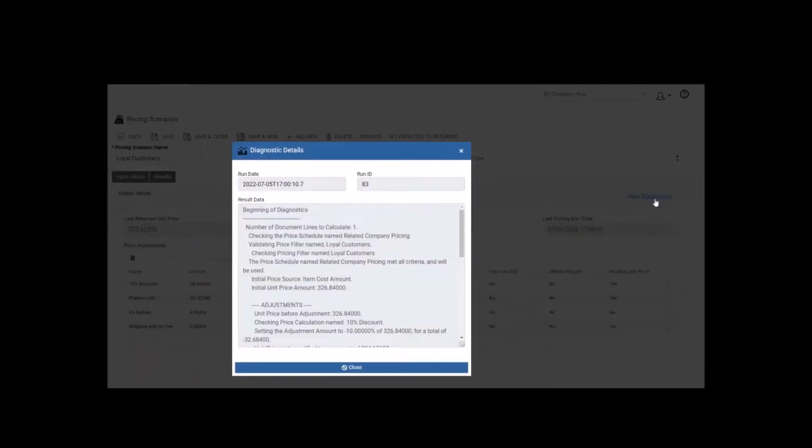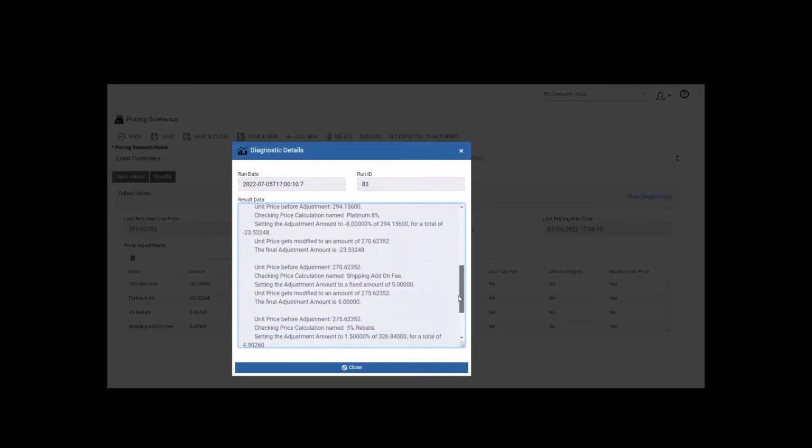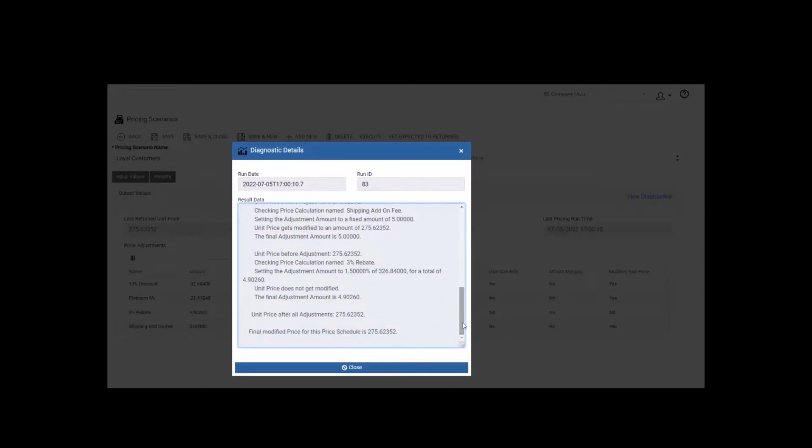And note that not every field is used in this example. You choose what you want to use to build the scenario, click Execute, and then click the Results tab to see the price returned. This is a beneficial tool when it comes to testing, and notice there's a View Diagnostics here as well, so you can see how the price was calculated.